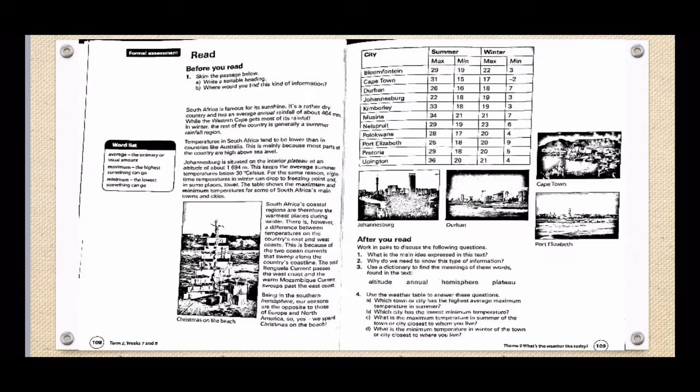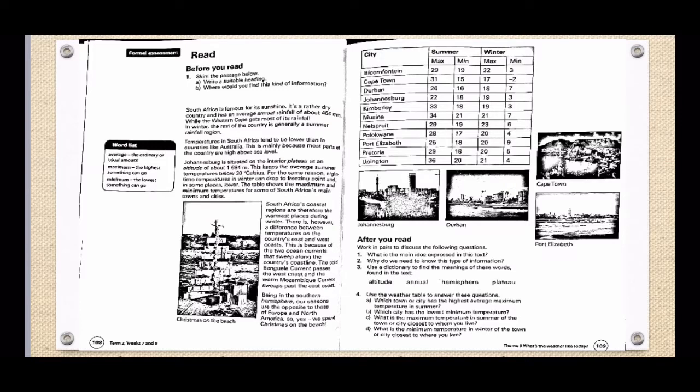Right, before we continue to the next page, in the little blue block we have our word list. So the first word is average. So the ordinary or usual amount, that's the definition of the word. Then maximum, this is the highest something can go. And the minimum, this is the lowest something can go.